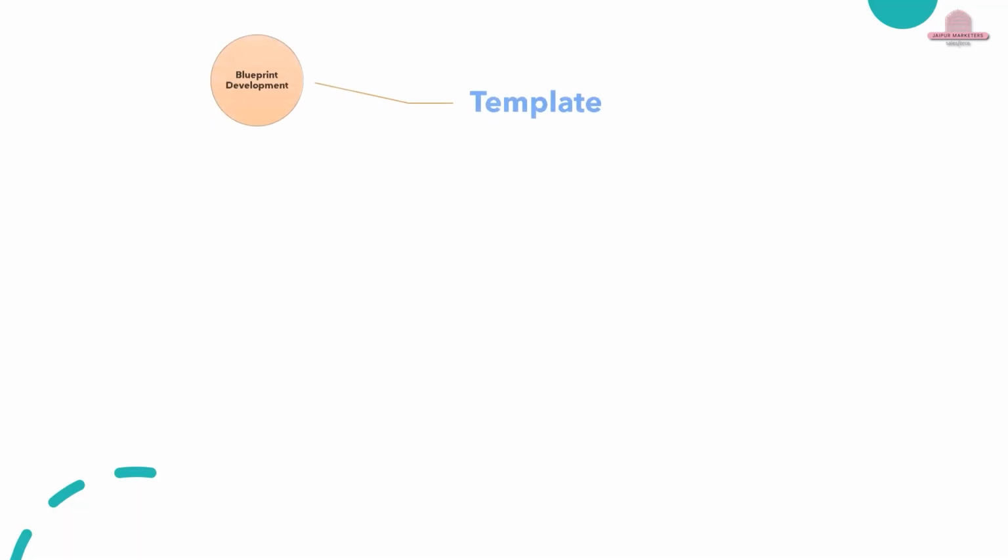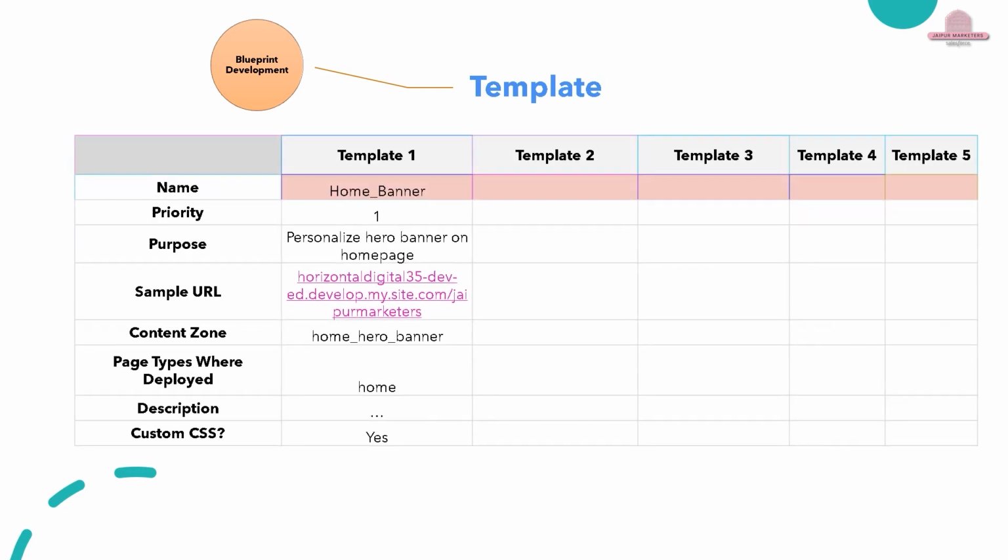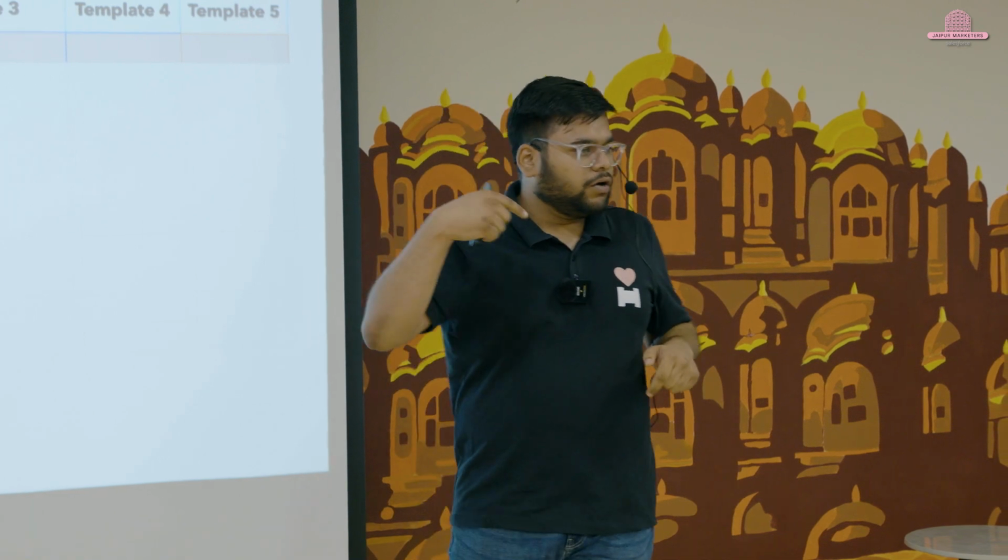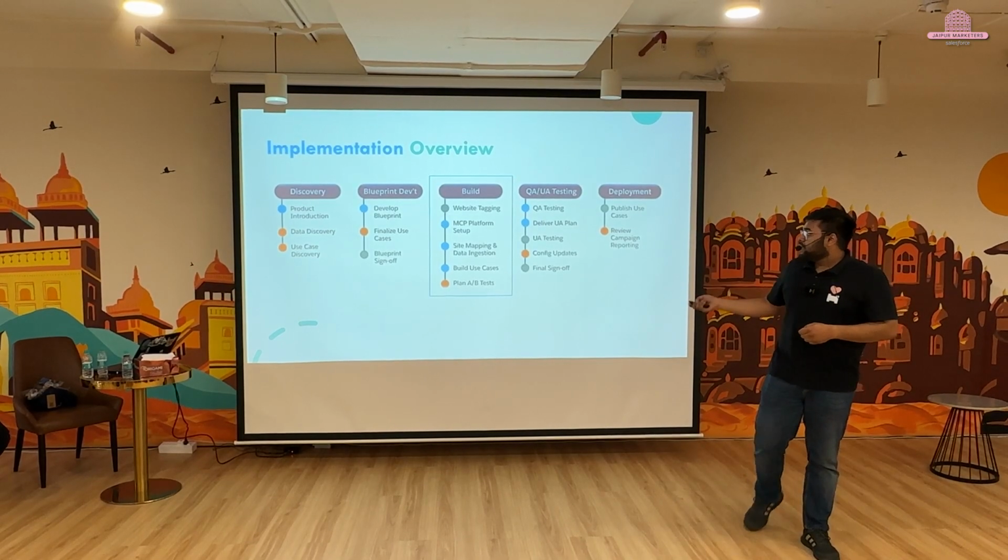Then comes your template. Earlier I told you about the content zones, right? These content zones are fed with the web template. So we need to build HTML, CSS and JavaScript to embed those web templates in the content zone where we want to send the personalized content, right? So these were a few blueprint pointers which we usually take into consideration while implementing any personalization project, right? Then comes your build part.